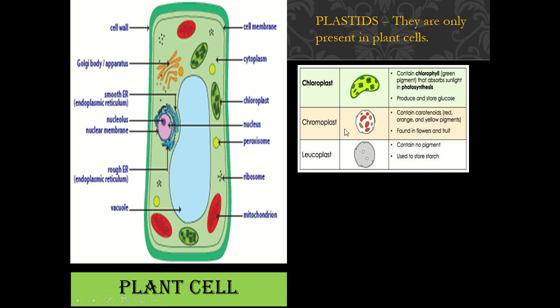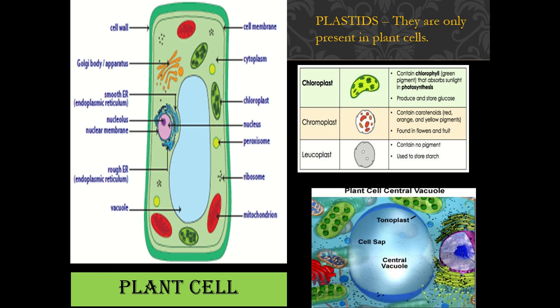The next plastid is chromoplast, which is a colored plastid which has carotenoids, that means xanthophyll and carotene, which give red, orange, and yellow pigments, giving color to flowers and fruits to attract insects and animals for cross pollination. The next plastid is leucoplast, which is a colorless plastid which contains no pigment, and its main function is to store starch.